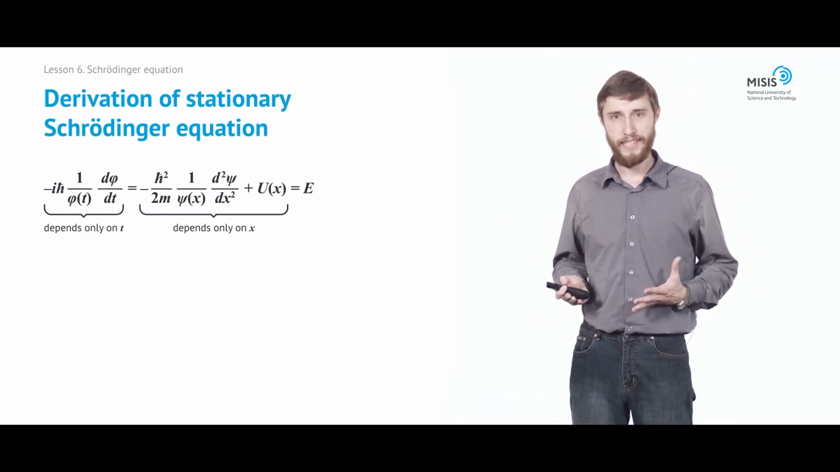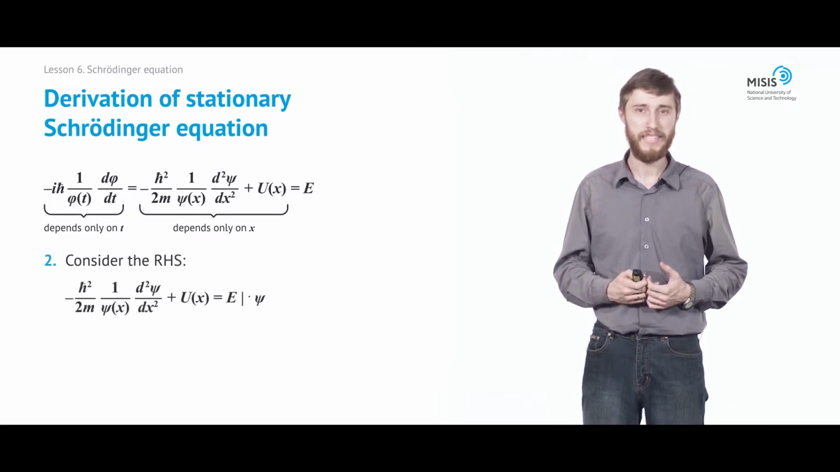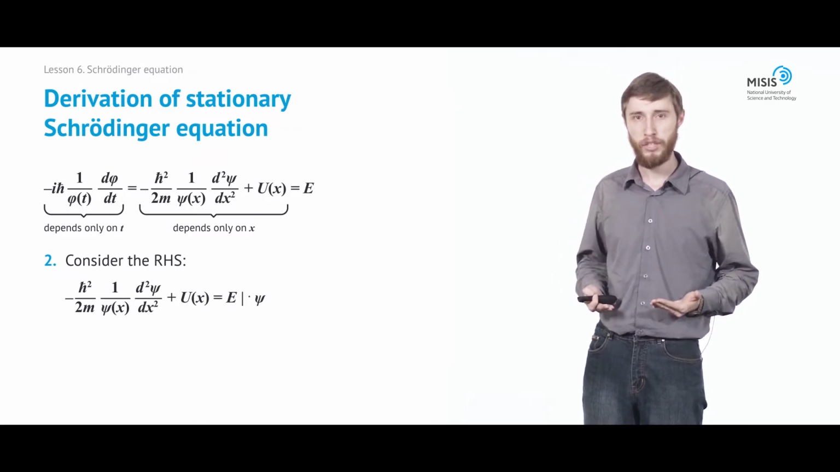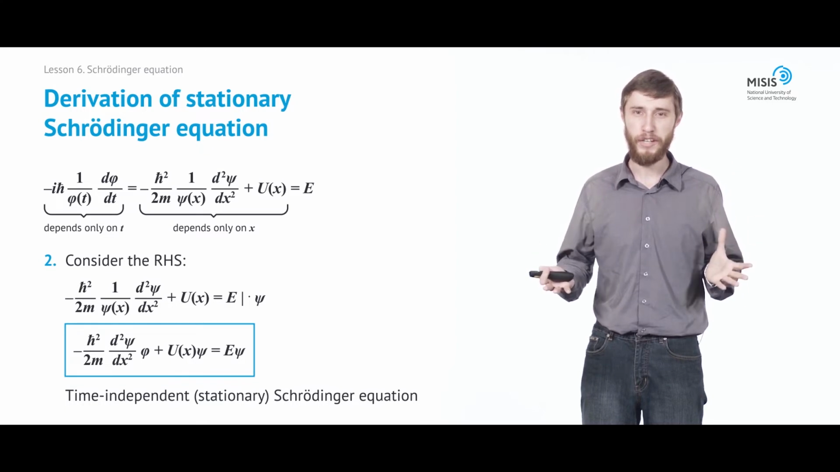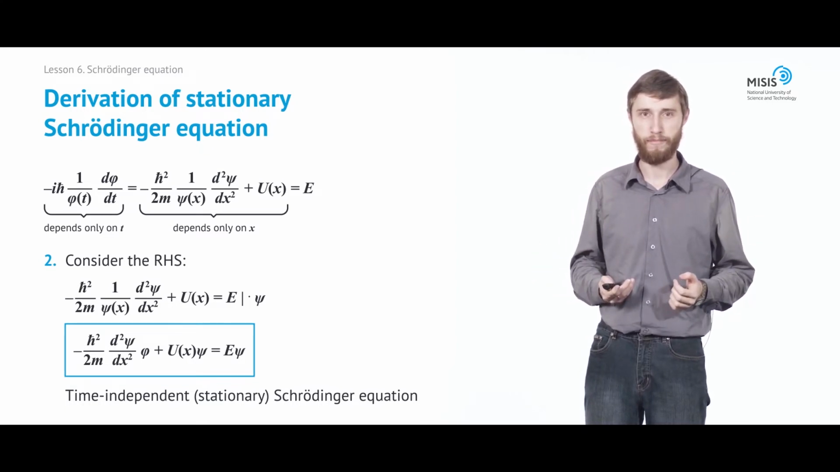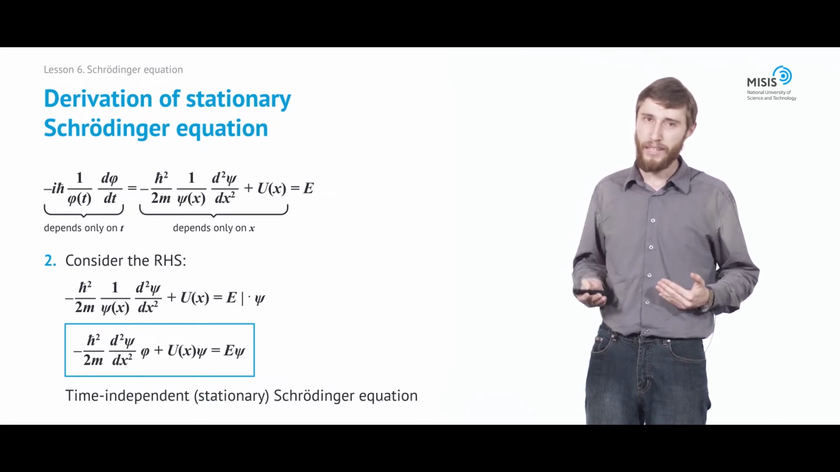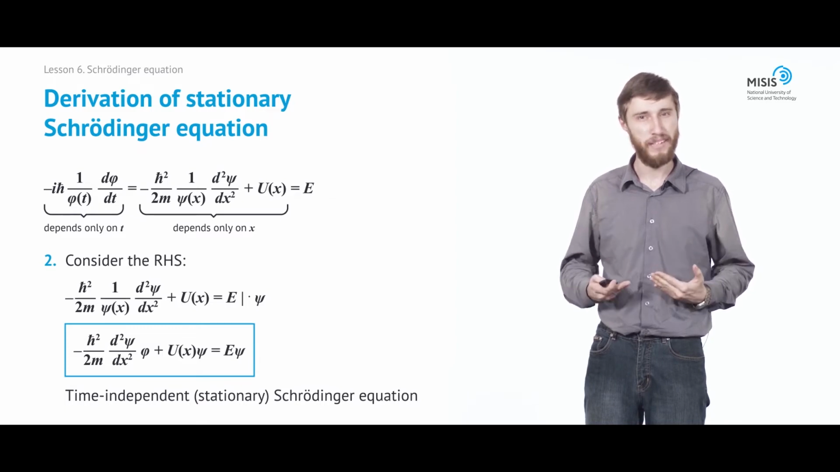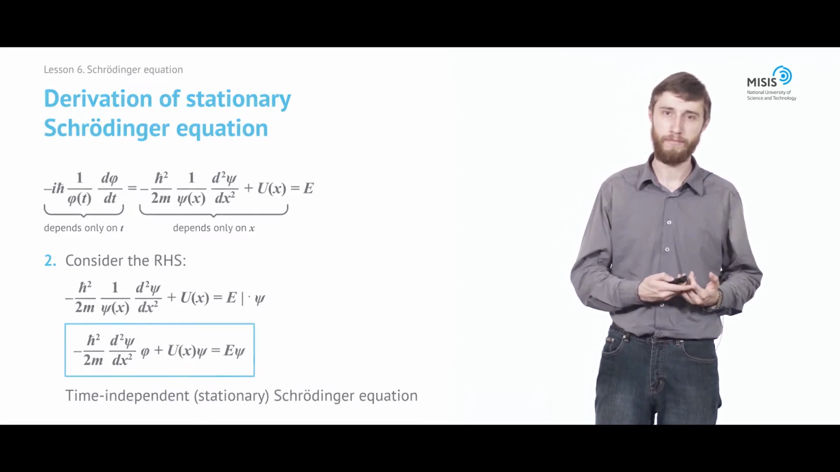Now, let's consider the right-hand side. Multiplying both sides by psi, we get this. This equation is called the time-independent or stationary Schrödinger equation. Let's dive into it a little bit deeper. Anyway, if we are able to solve it, then the full time-dependent Schrödinger equation will also be easily solved.